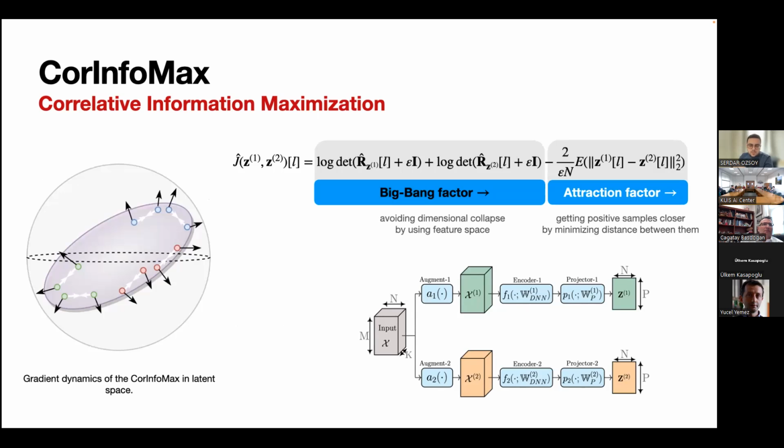The proposed CorInfoMax objective has two main components. The first one is the Big Bang factor, which makes the feature representations expand along the feature space. The second one is the attraction factor, which brings positive samples closer to each other. The black arrows show the Big Bang factor gradient forces, and the white arrows show the attraction factor gradient forces.